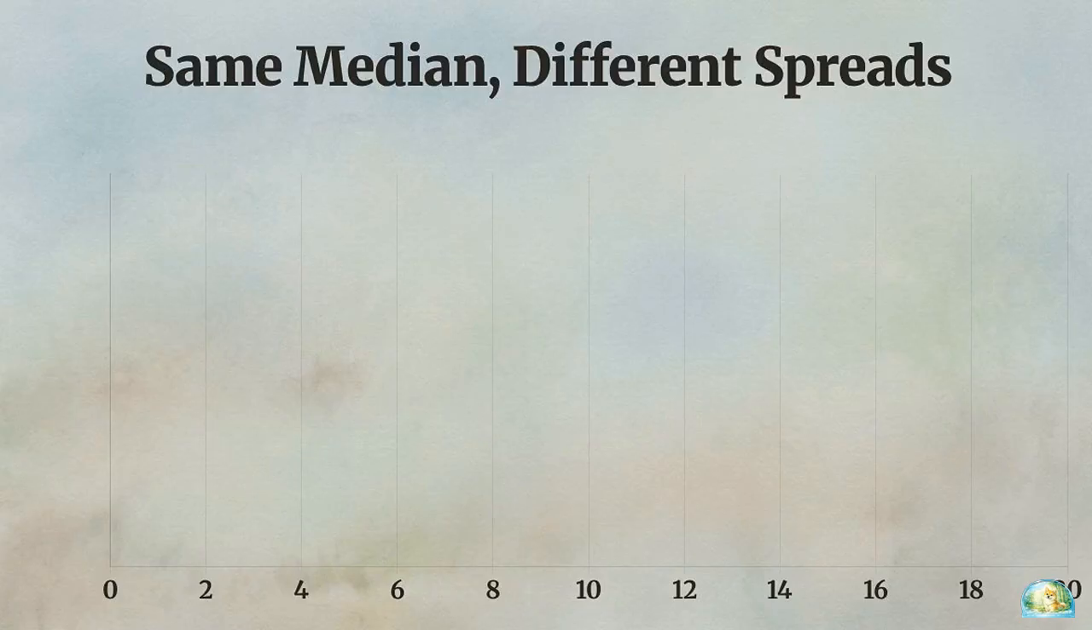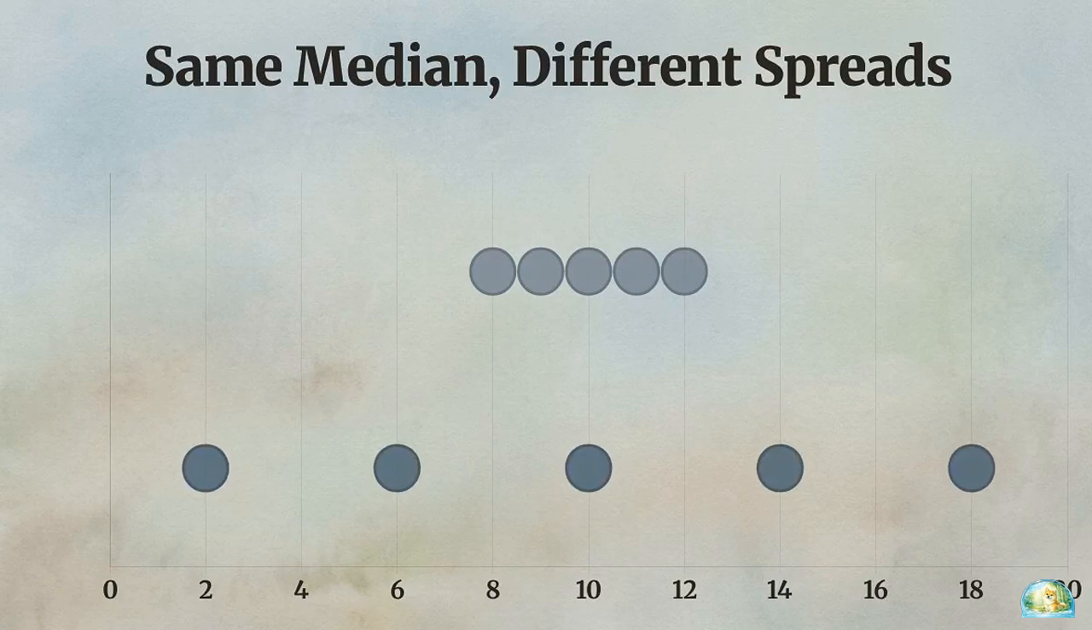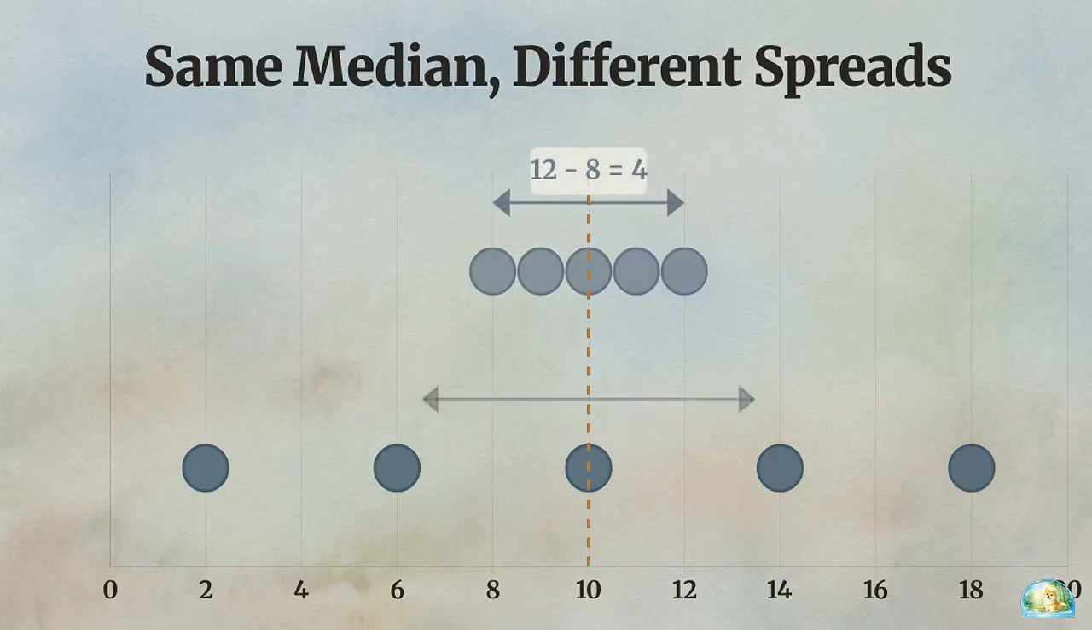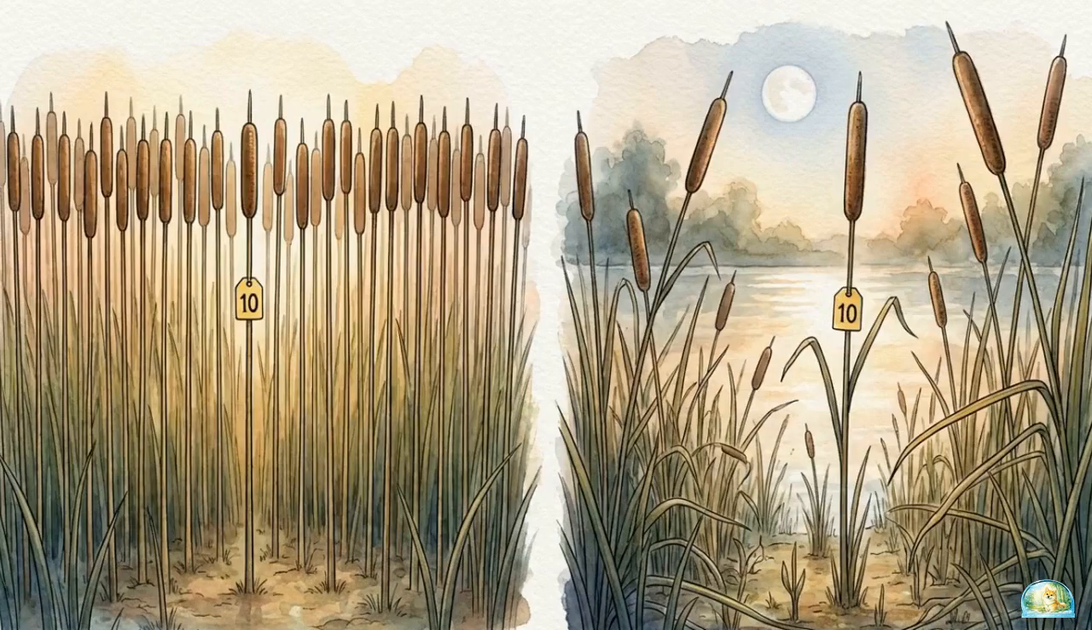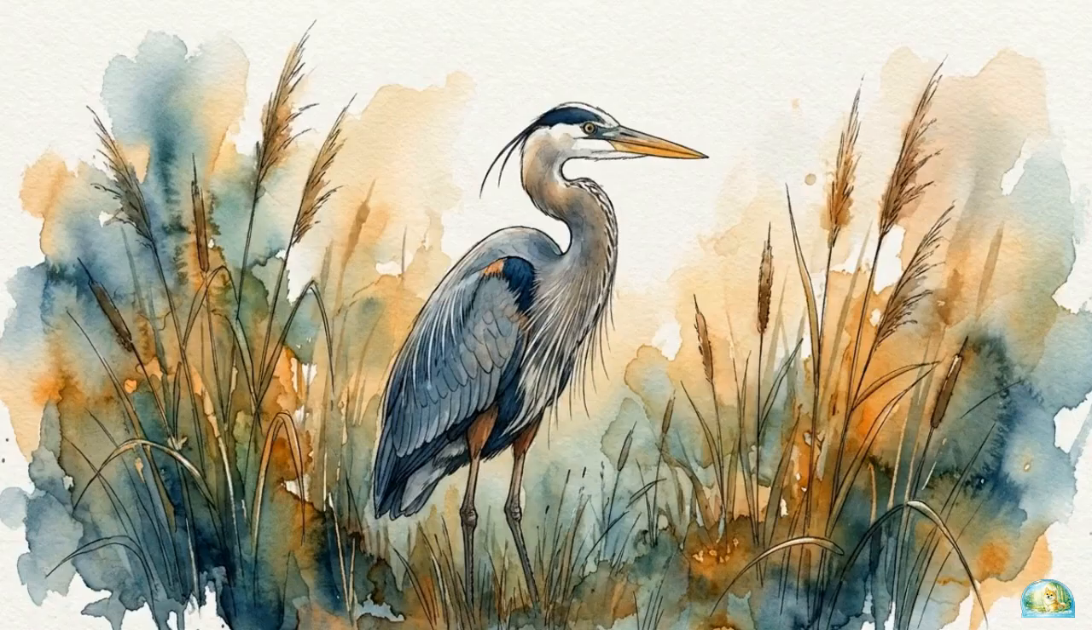Contrasting these dot plots reveals the illusion. Set A is a tight cluster. Set B is scattered wide. Let's check the math. Set A ranges from 8 to 12, a range of exactly 4. Set B is 2 to 18, a range of 16. If you only checked the center, you would assume these environments were identical. Measuring the variability is the mandatory second half of the picture.